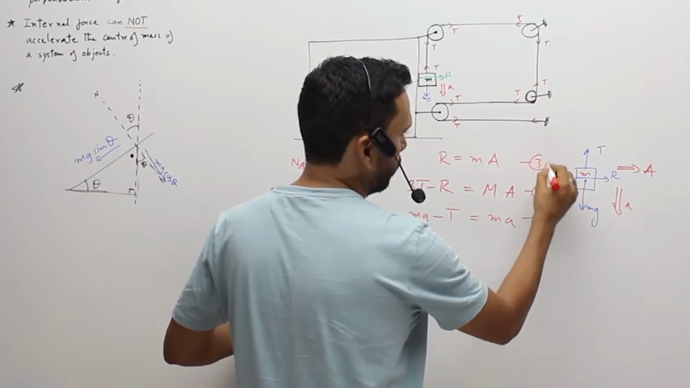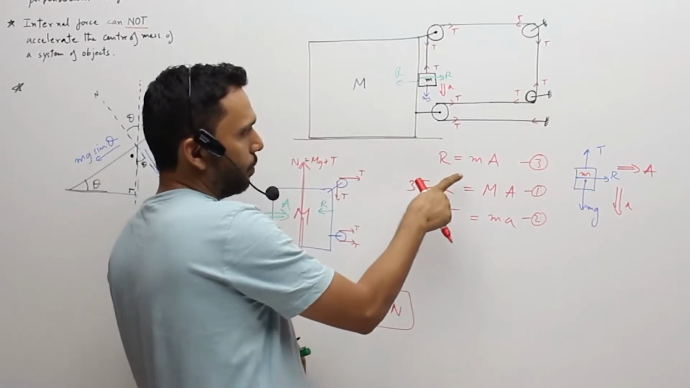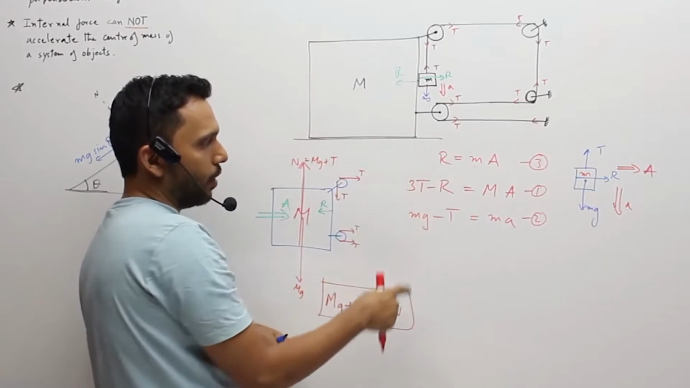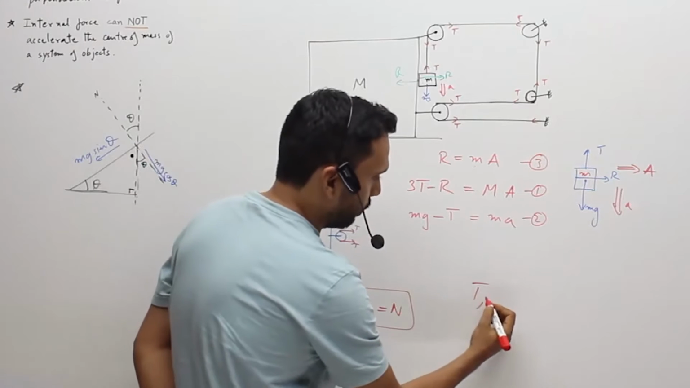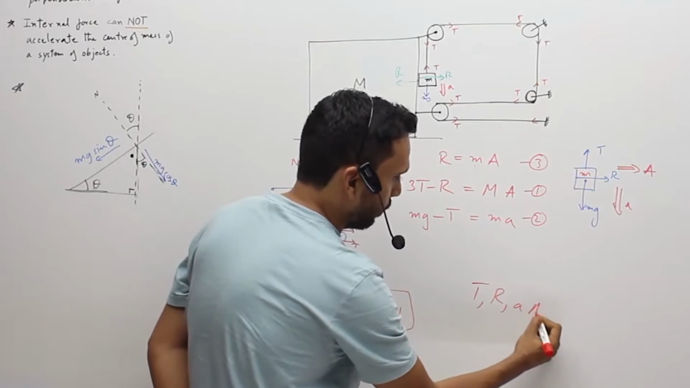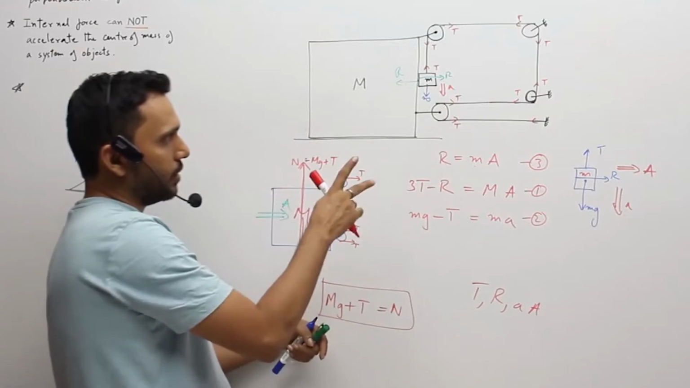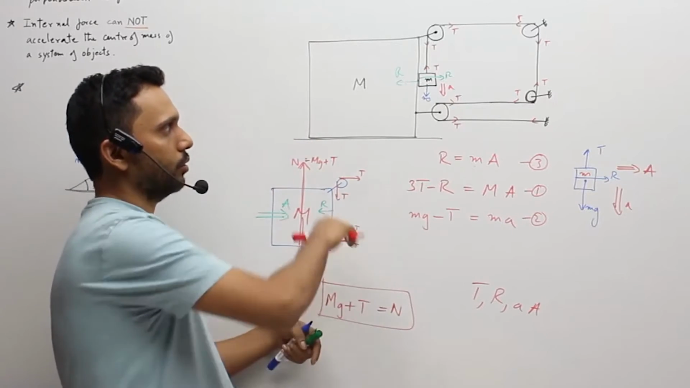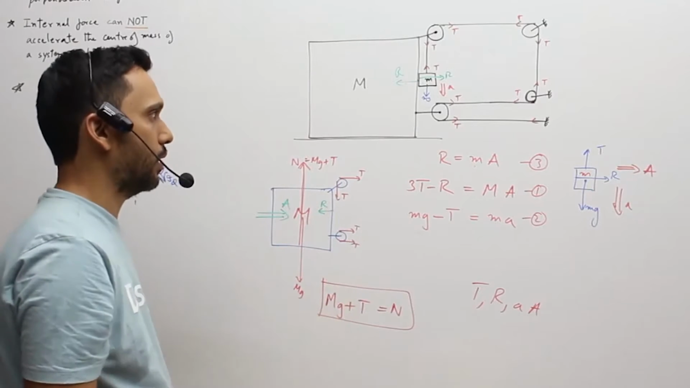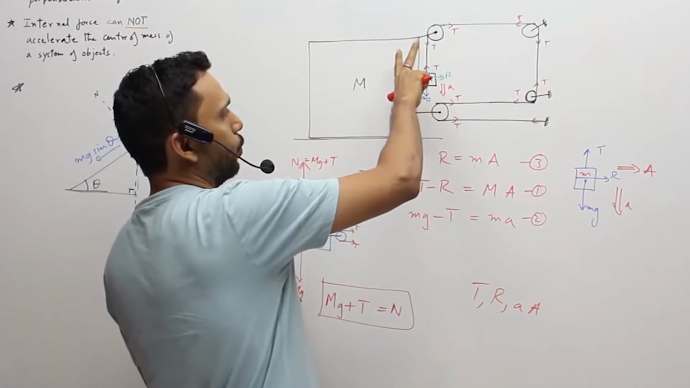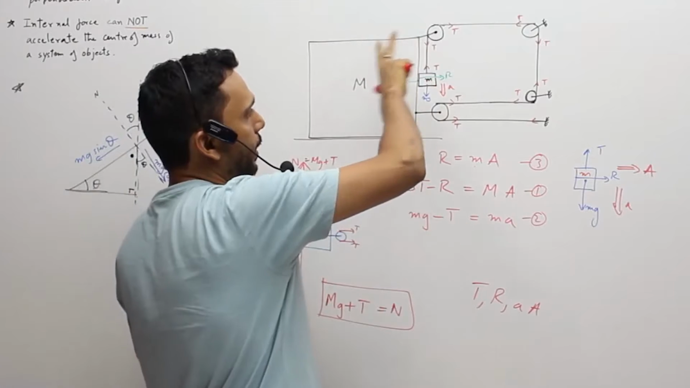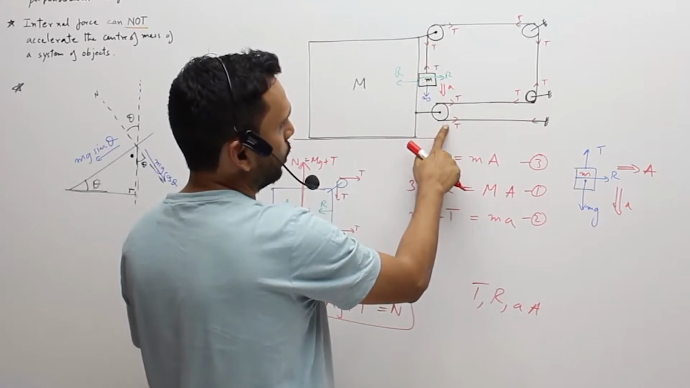Now what we see from here: say this was equation 1, then I wrote this, equation 3. From equation 1 and 3 we can get rid of R. We have got 4 variables right now: we have T, we have R, we have small a, we have capital A. And we have 3 equations. So one constraint equation I have not written yet. I hope you are masters in constraints right now.